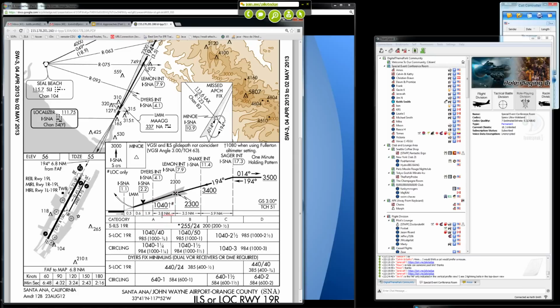So that brings us very quickly into the world of minimums. However, I'm going to actually, just for continuity, talk about the missed approach segment, and then we're going to jump into minimums, I promise.